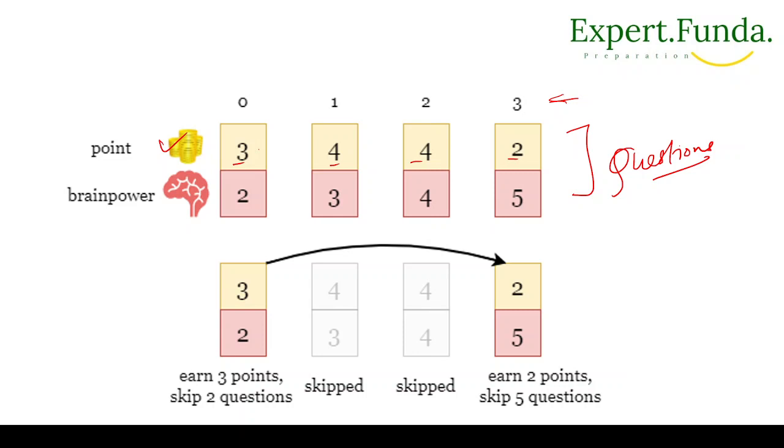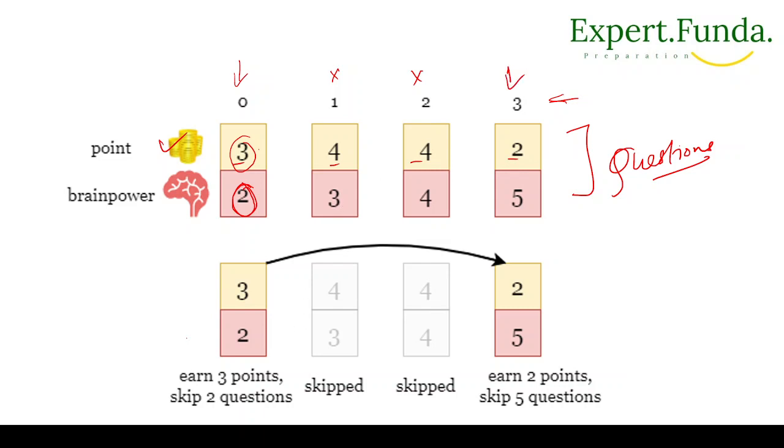So let's suppose for index 0, if we are going to solve this question, after solving this, how many points will we get? We will get 3 points. But how many questions do we have to skip? As you can see, we will not solve these 2, because the brainpower is 2. If the brainpower is 2, it means we have to skip these 2, then we will reach here, and we will solve this one.